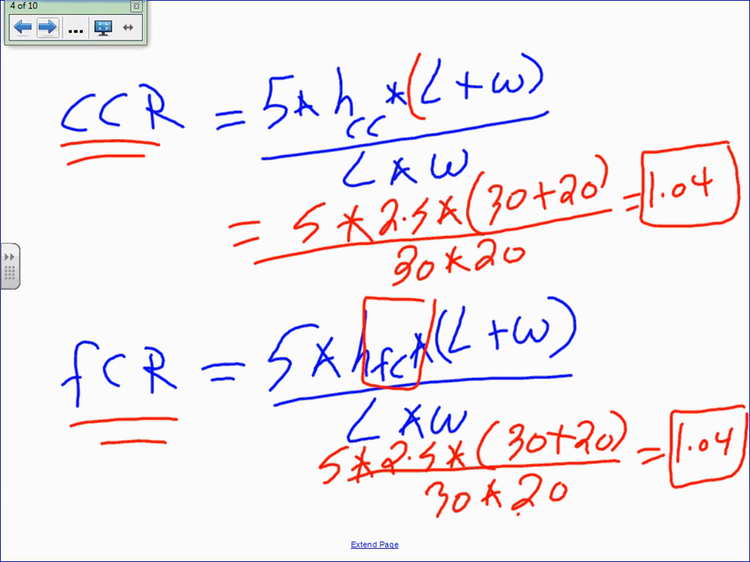Any questions, guys, about how to calculate the cavity ratio? Not really, not a whole lot of rocket science. On the formula, Dustin, my friend, bring the formula with you. The only thing that changes is the height of the cavity.